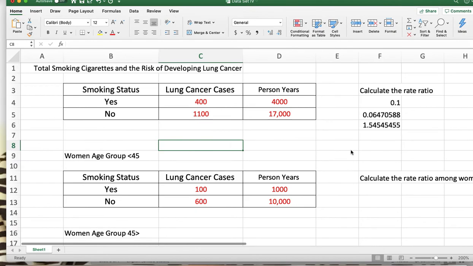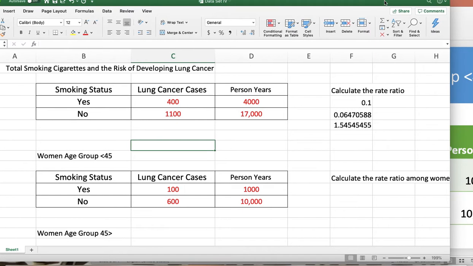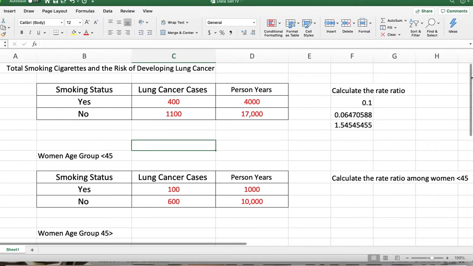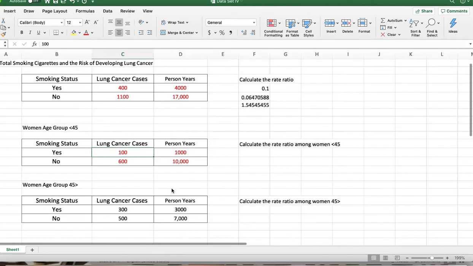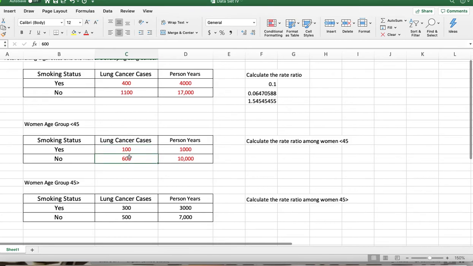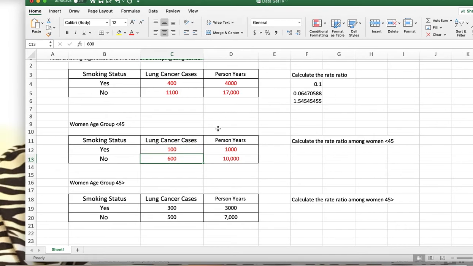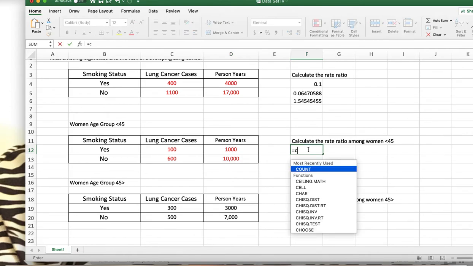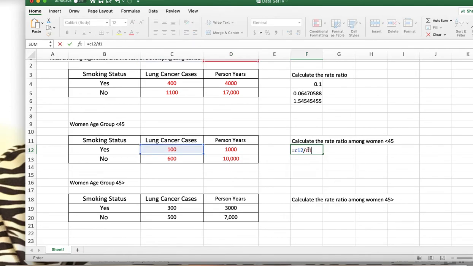And they have the question here. It says calculate the rate ratio among women less than age 45. So of course we have the 100, 600, and then the person years. So we need to do this calculation. Among individuals who are exposed, they're located in C12 and D12. So we have equals C12 divided by D12, and that gives us 0.1.